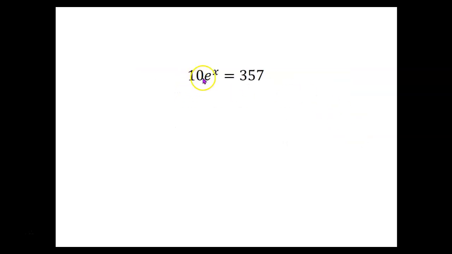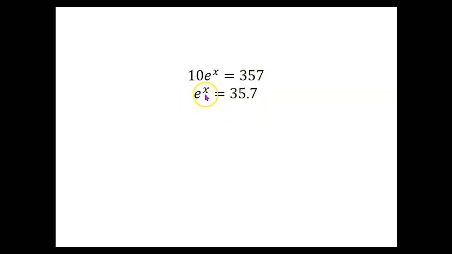How about 10 times e to the x equals 357? Well, if we had e to the x by itself, I know what we would do then. But how can we get e to the x by itself? Well, undo the 10 times by dividing by 10. So divide both sides by 10, and you get e to the x equals 35.7.